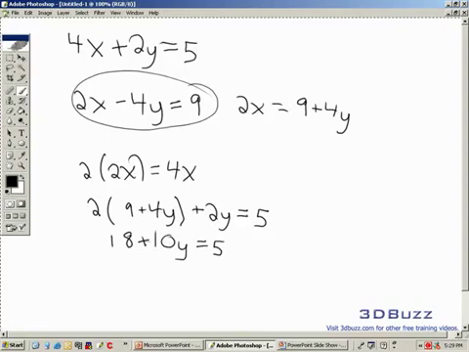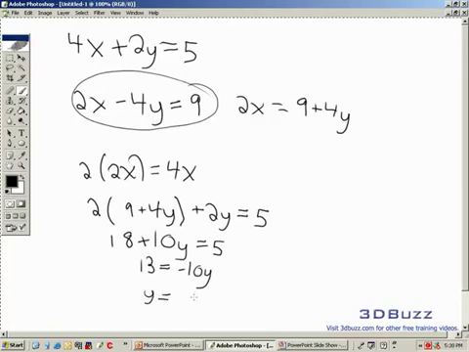Then 18 minus 5 is 13 equals negative 10y. So basically I just brought the 10y over to the other side, and the 5 also over to the other side. And then we know that y equals negative 13 divided by 10, or negative 1.3. Which is the same thing we got on the other side. We just didn't take it to that final step.